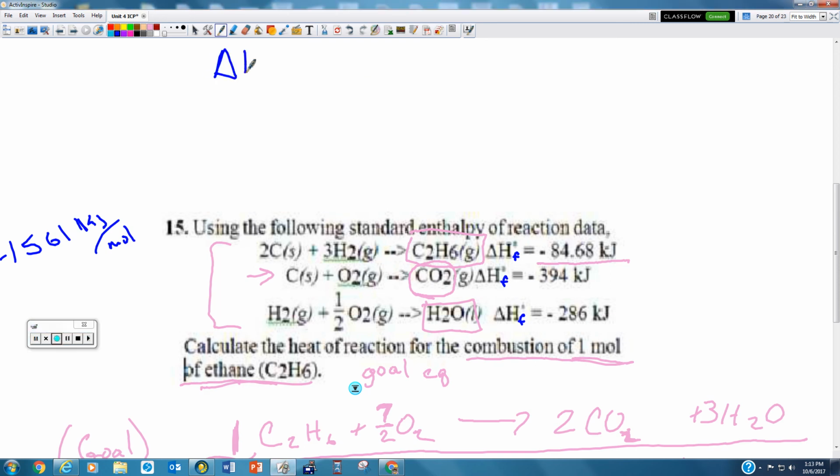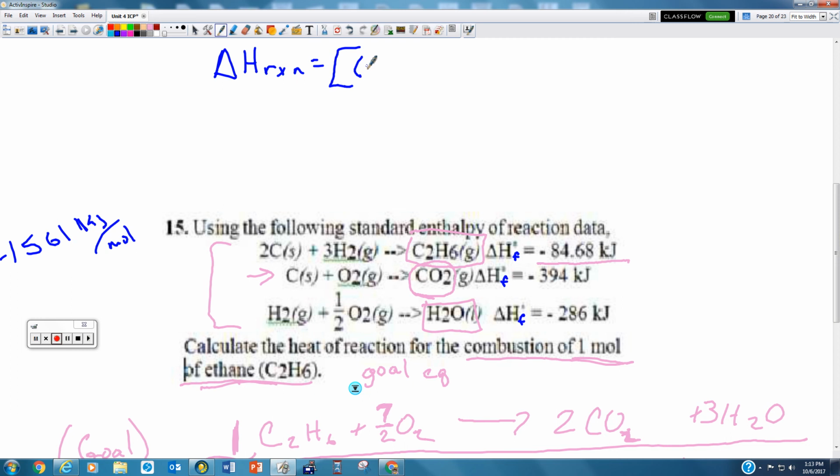So using the Big Mama equation for this, we should come up with the same answer that we did applying Hess's law to it. Our goal equation from yesterday was 1 mole of ethane plus 7/2 moles of oxygen yields 2 moles of carbon dioxide plus 3 moles of H2O. So let's do heat of formation of products minus the reactants.